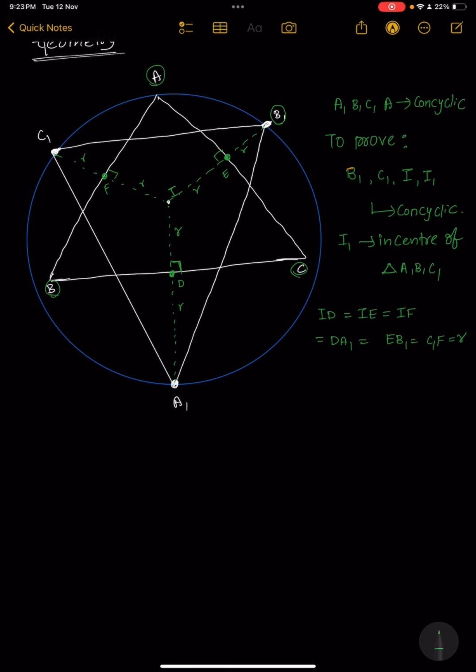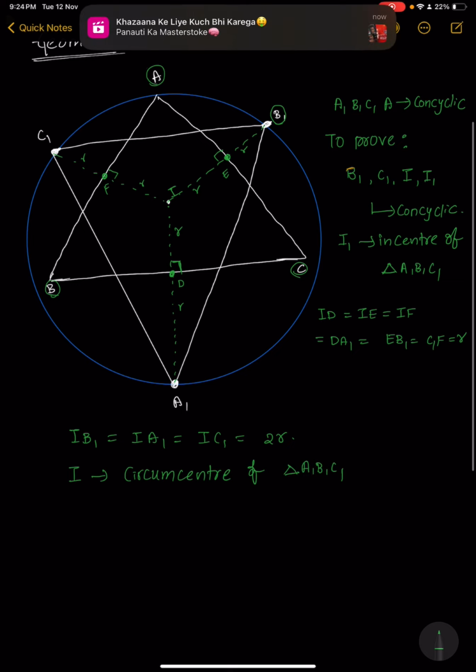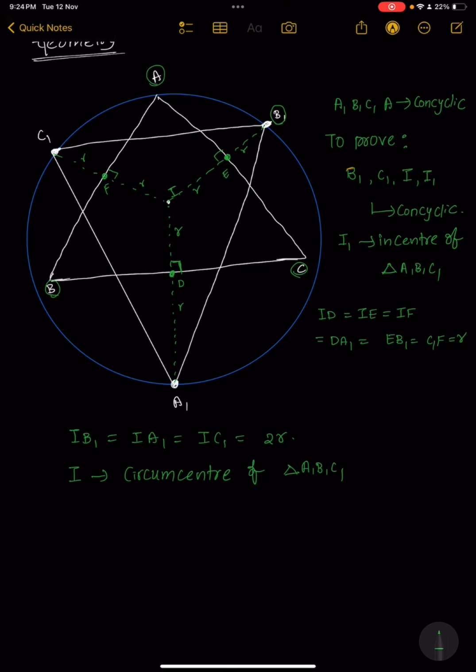Now if we see, IB1 is equal to IA1 is equal to IC1 is equal to 2R. So I is equidistant from A1, B1 and C1. A point which is equidistant from the vertices of a triangle is the circumcenter. So I will be the circumcenter of triangle A1B1C1. So I is the center of the circle which passes through A1, B1 and C1.